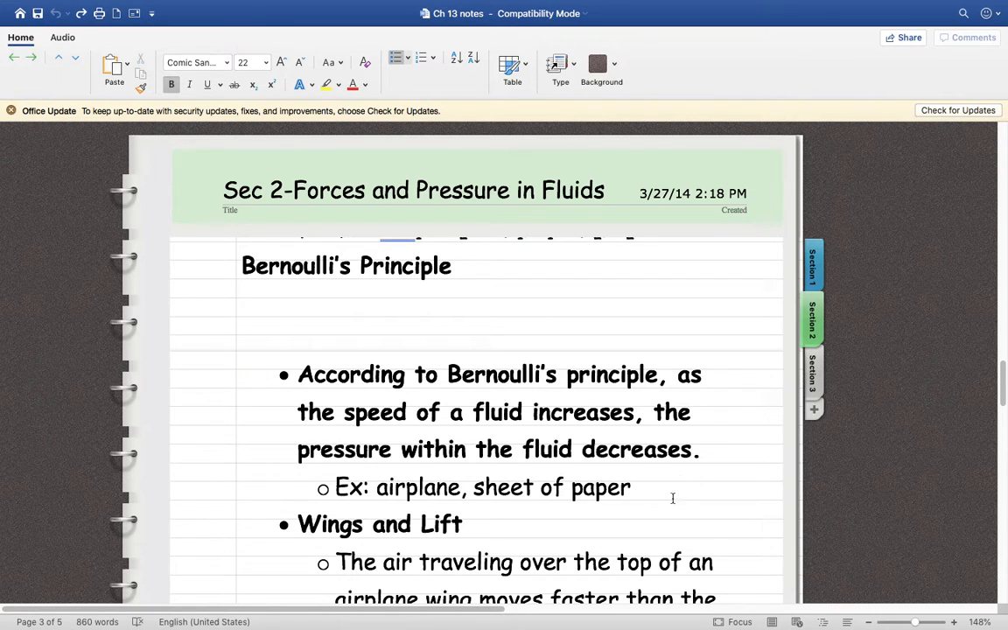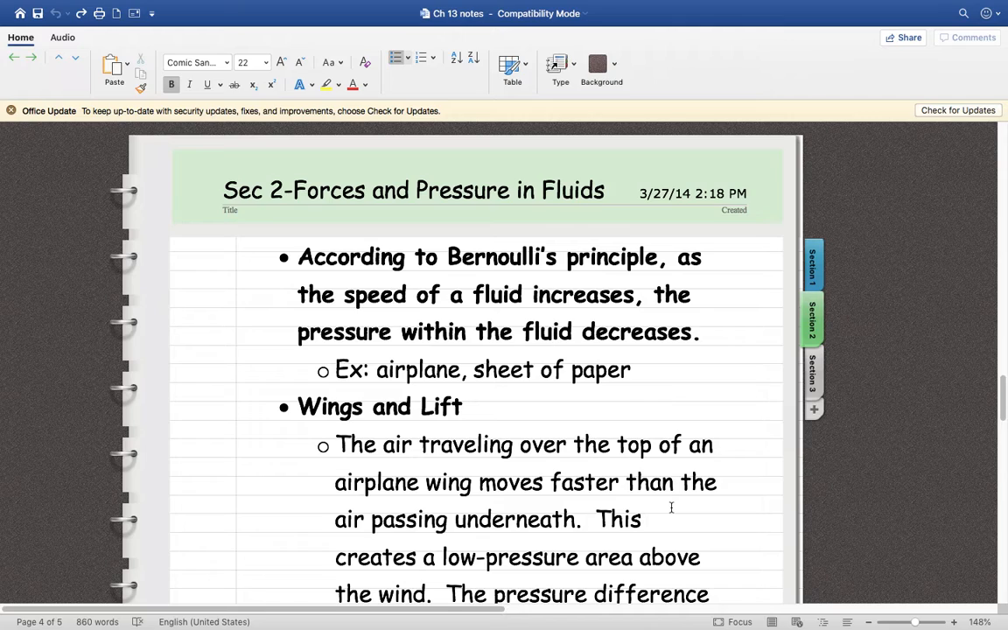You can do this with a sheet of paper. Put the short end of the sheet of paper right under your lips, so it's sticking straight out, and then blow really hard. The paper will lift up because the air over the top of it is going faster than the air underneath it, so it creates a pressure difference, which gives the paper lift.